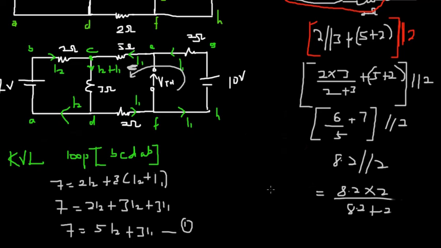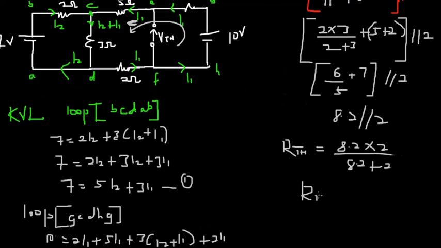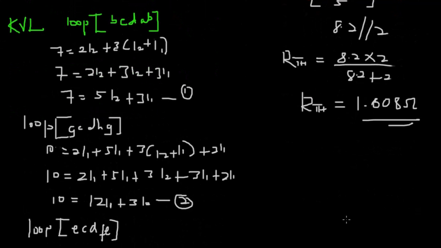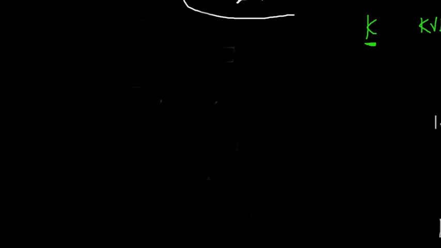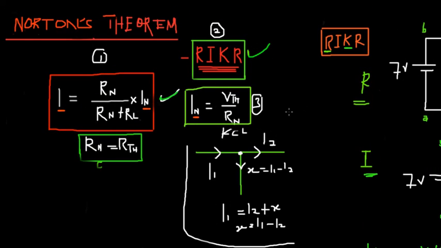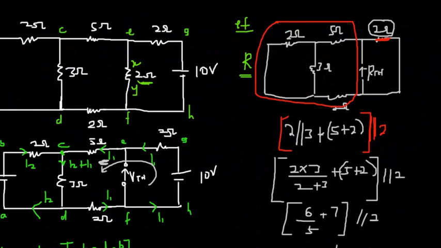you end up getting our final RTH. Note that this is RTH. So we find RTH to be equal to something close to 1.608 ohm. When you punch this on a calculator, you end up with 1.608 ohms. Now this is where the magic comes in. We know this formula, where IN equals VTH over RTH. That's where we come back to Norton's theory.